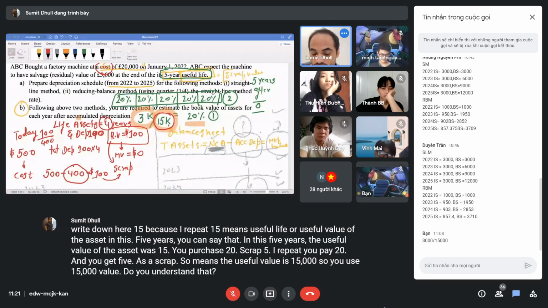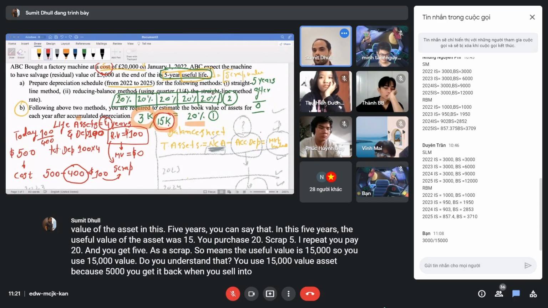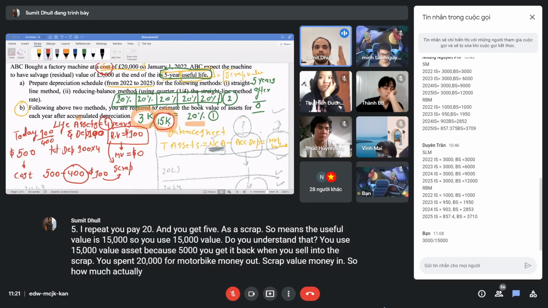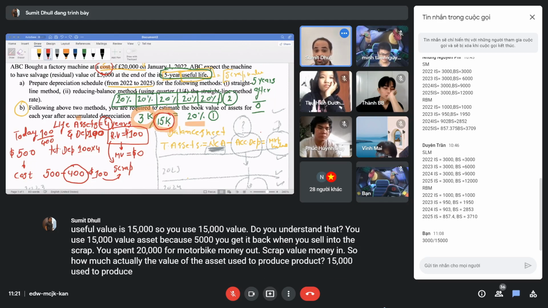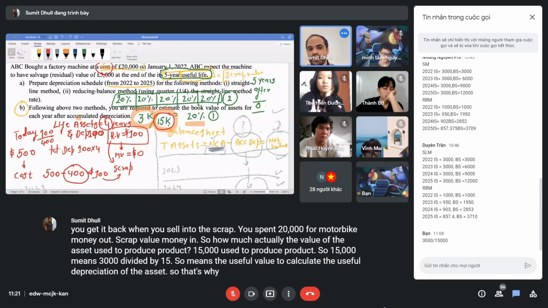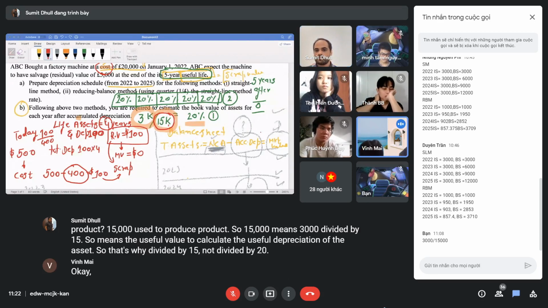You use $15,000 value of the asset, because 5,000 you get back when you sell it as scrap. You spend 20,000 for the motorbike, money out. Scrap value, money in. So how much actually is the value of the asset used to produce product? 15,000 used to produce product. So 15,000 means 3,000 divided by 15. So it means the useful value is used to calculate the depreciation of the asset. So that's why divided by 15, not divided by 20. Okay, got it. Thank you.